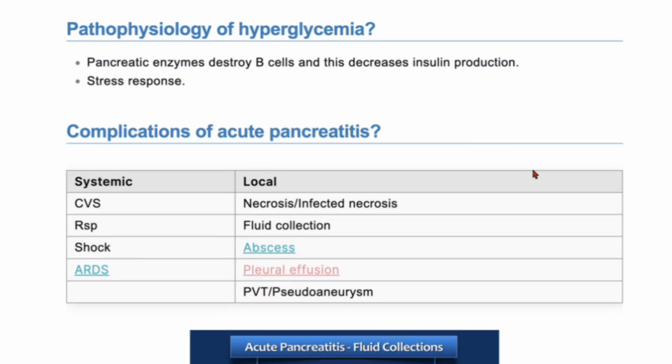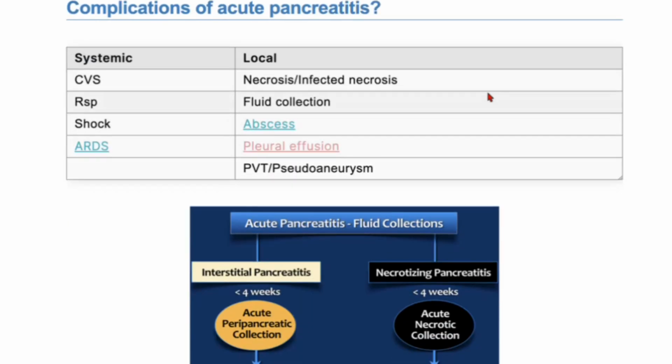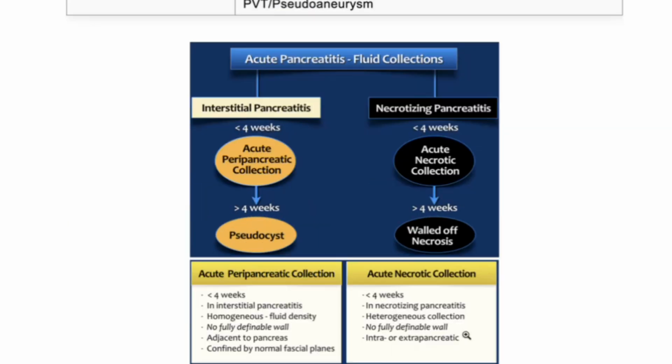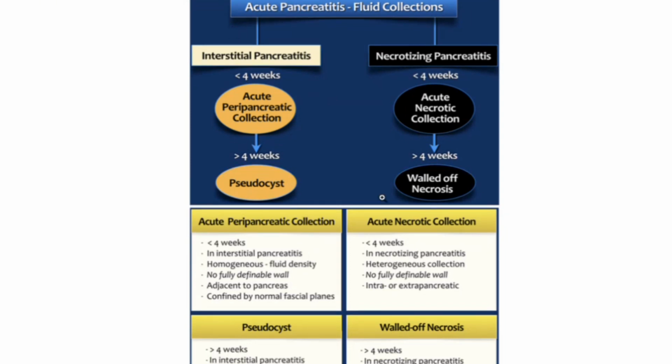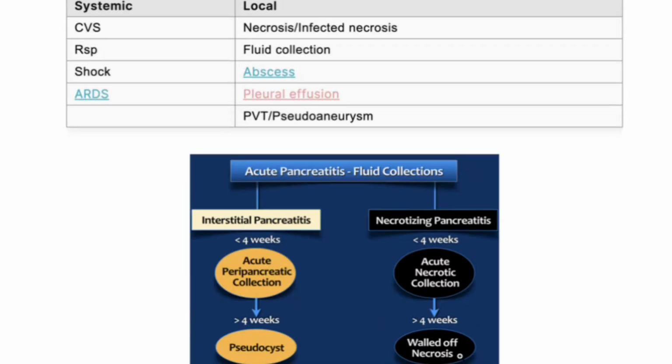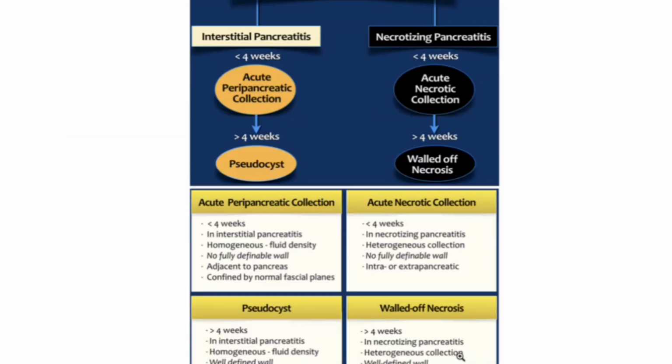Hyperglycemia, you've answered it well. The complications, again, you've given a very good answer, but I would focus on those four because for some reason they like it. So the acute peripancreatic collection, this is an acute phase that can turn into a pseudocyst. An acute necrotic collection, again, this is an acute phase that can turn into a walled-off necrosis. Those four are very important to mention, but you can also mention all the other complications, CVS and respiratory and shock and ARDS and abscess, etc.